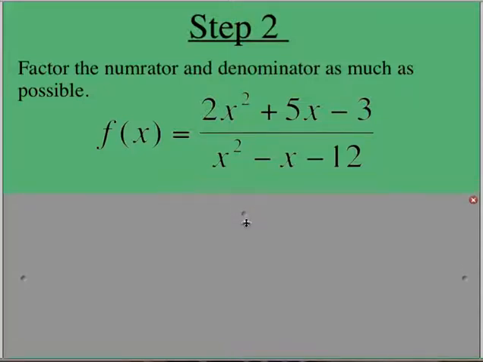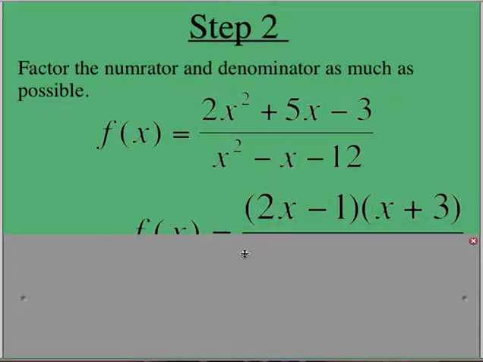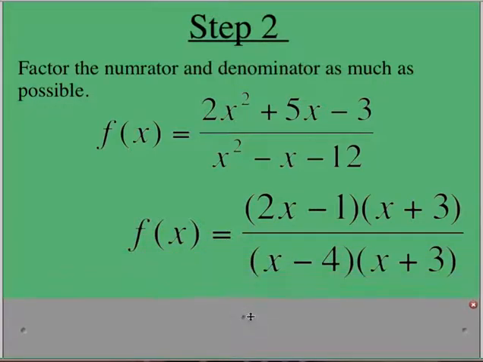So when we factor this, the numerator is going to factor to 2x − 1 and x + 3. Now I don't have my work shown, but if you want to try this on your own and then just use the video to check your work, you can do that. So the numerator factors to (2x − 1)(x + 3). And then the denominator, what two numbers multiply to −12 and add to −1, you get a −4 and a +3. So the denominator factors to (x − 4)(x + 3).